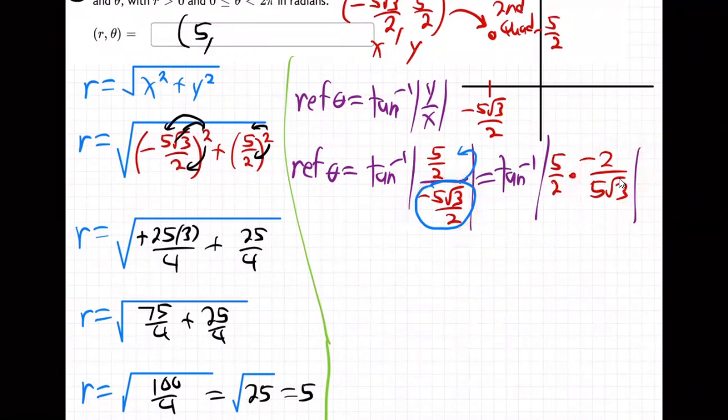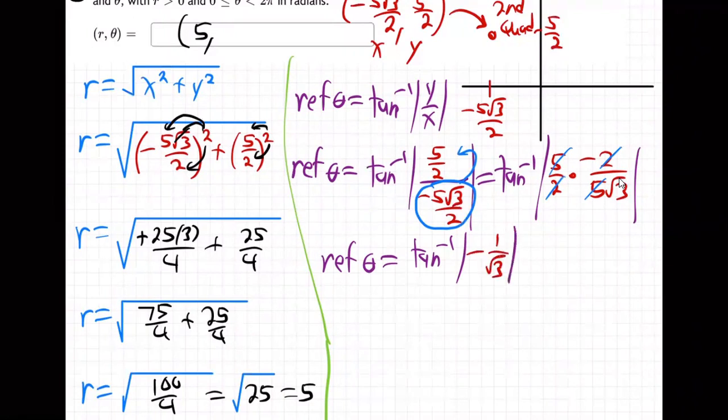So now these 2's will cancel, these 5's will cancel. And so where are we at? We get the reference angle is inverse tangent of the absolute value of what? What's left? Minus 1 over root 3.